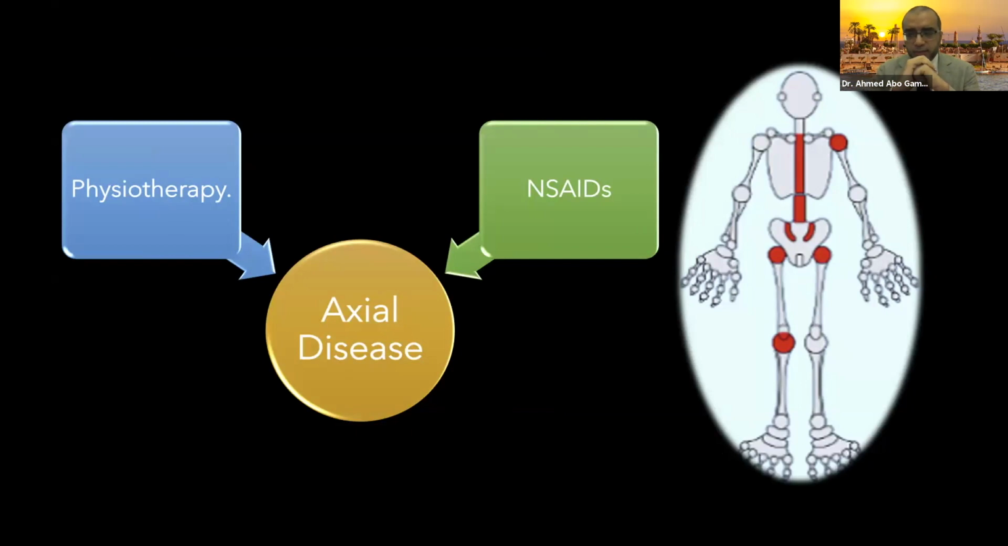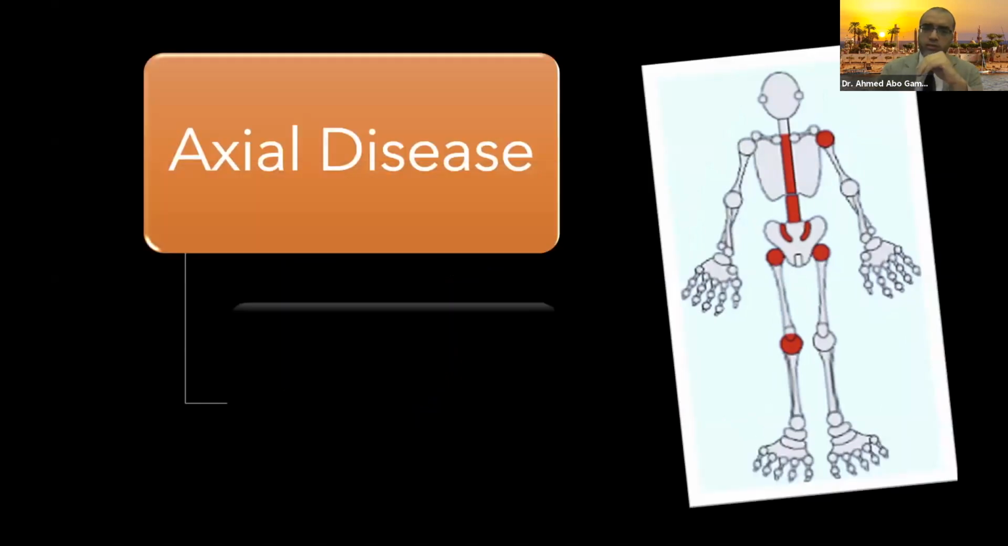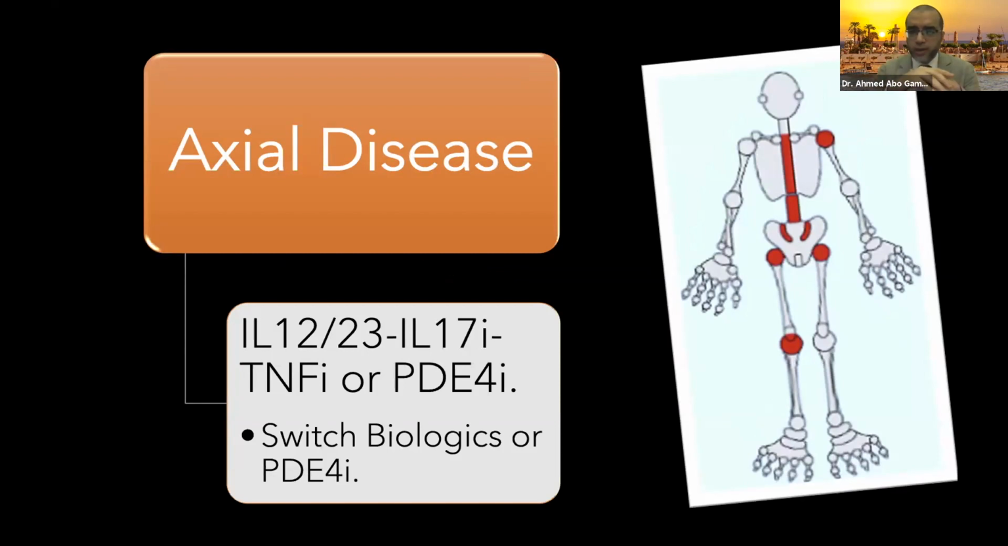Coming to the second domain, which is the axial disease. For axial disease, we have to start with NSAIDs and physiotherapy to control the pain and inflammation. And if your patient still shows no response and has persistent activity, there is no place for conventional DMARDs in axial symptoms. Go directly to the step of biologics. And if you fail one mechanism, you have to switch between different mechanisms until you get remission based on the patient response.